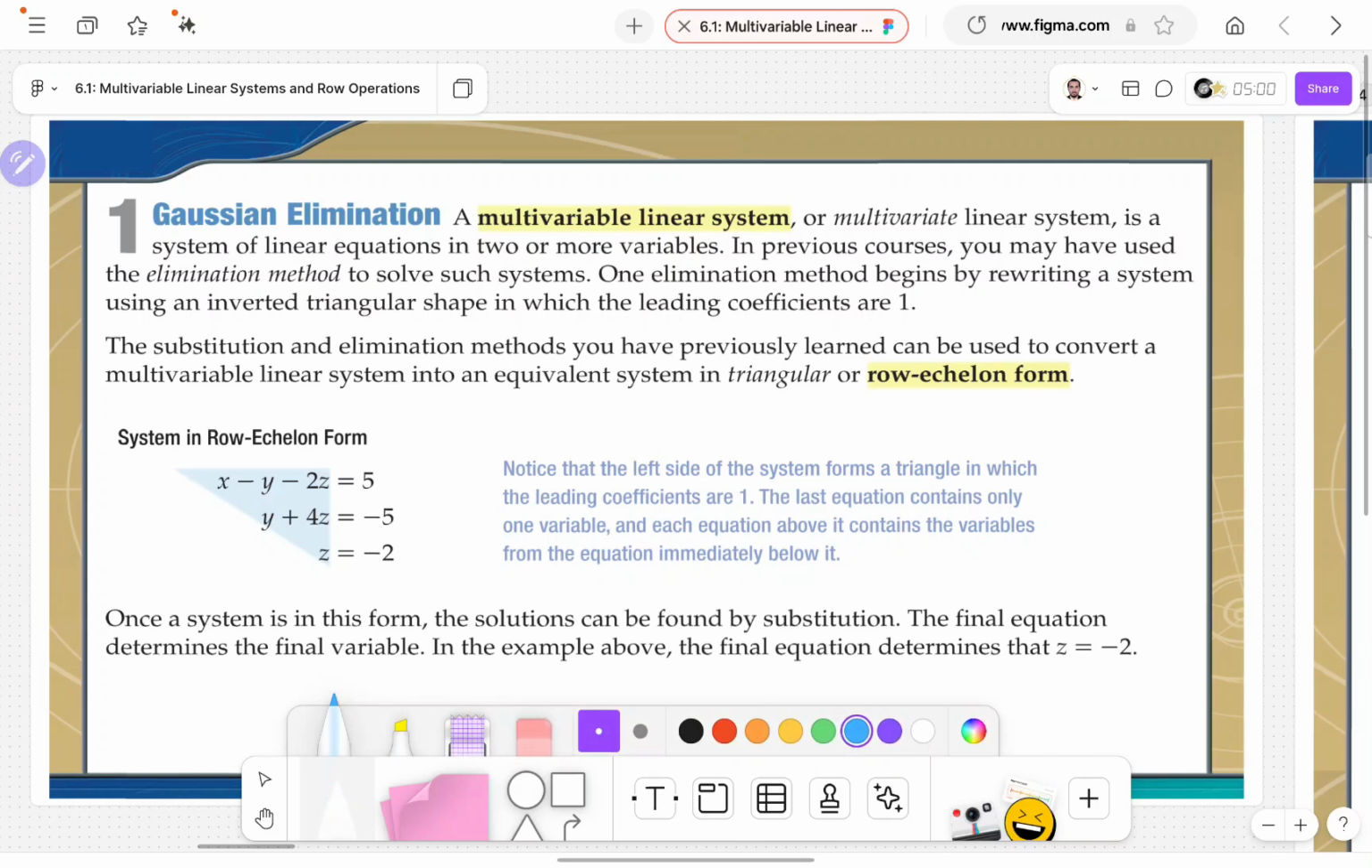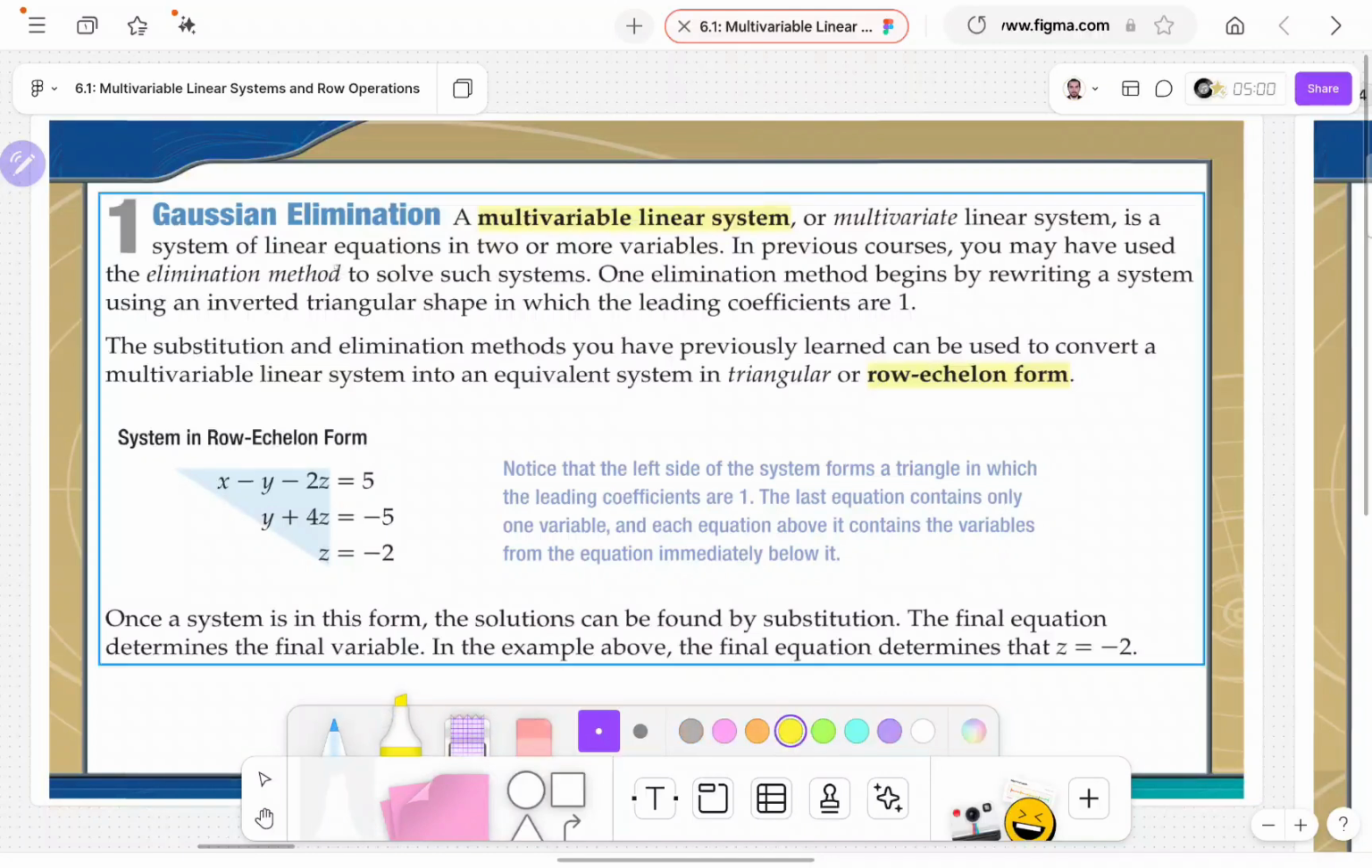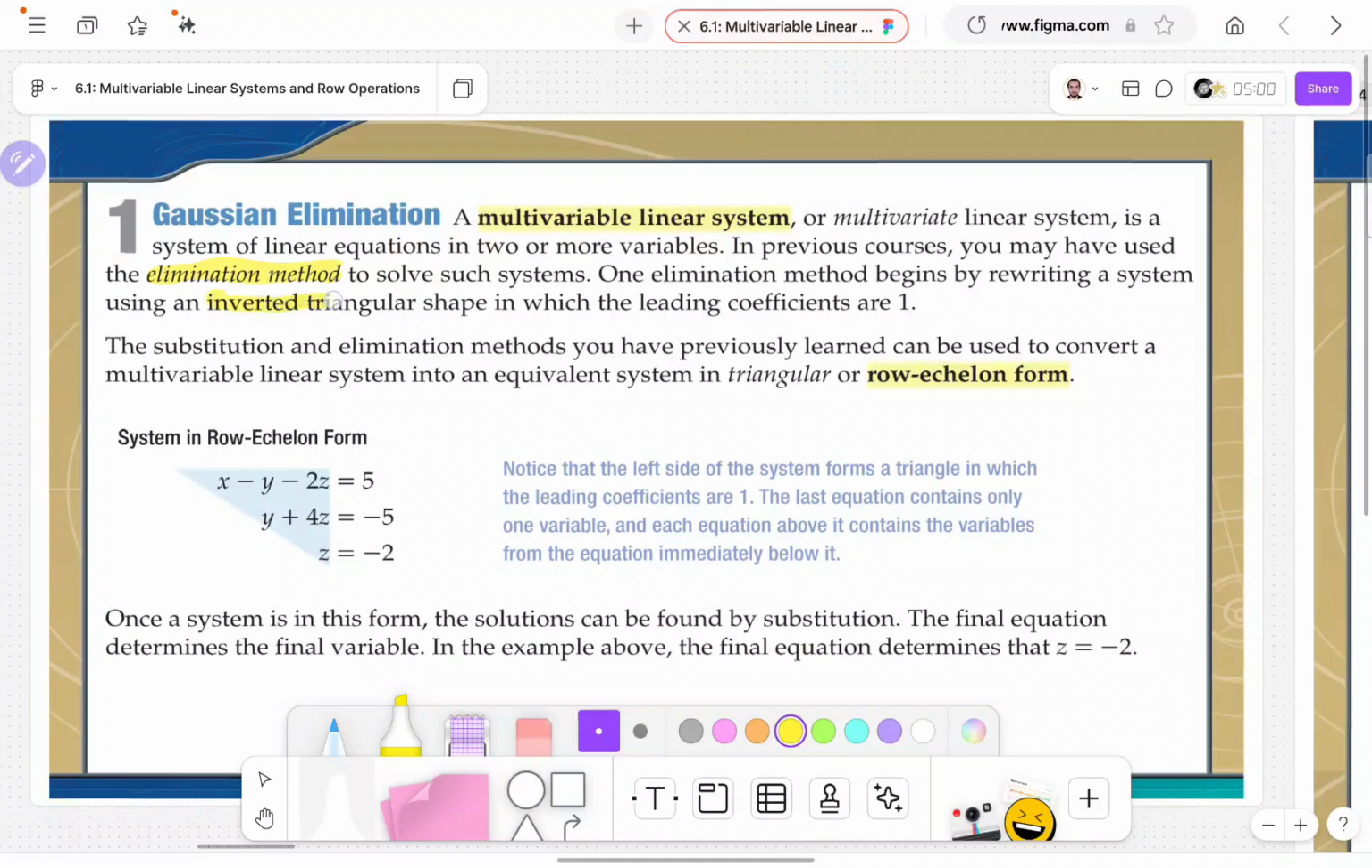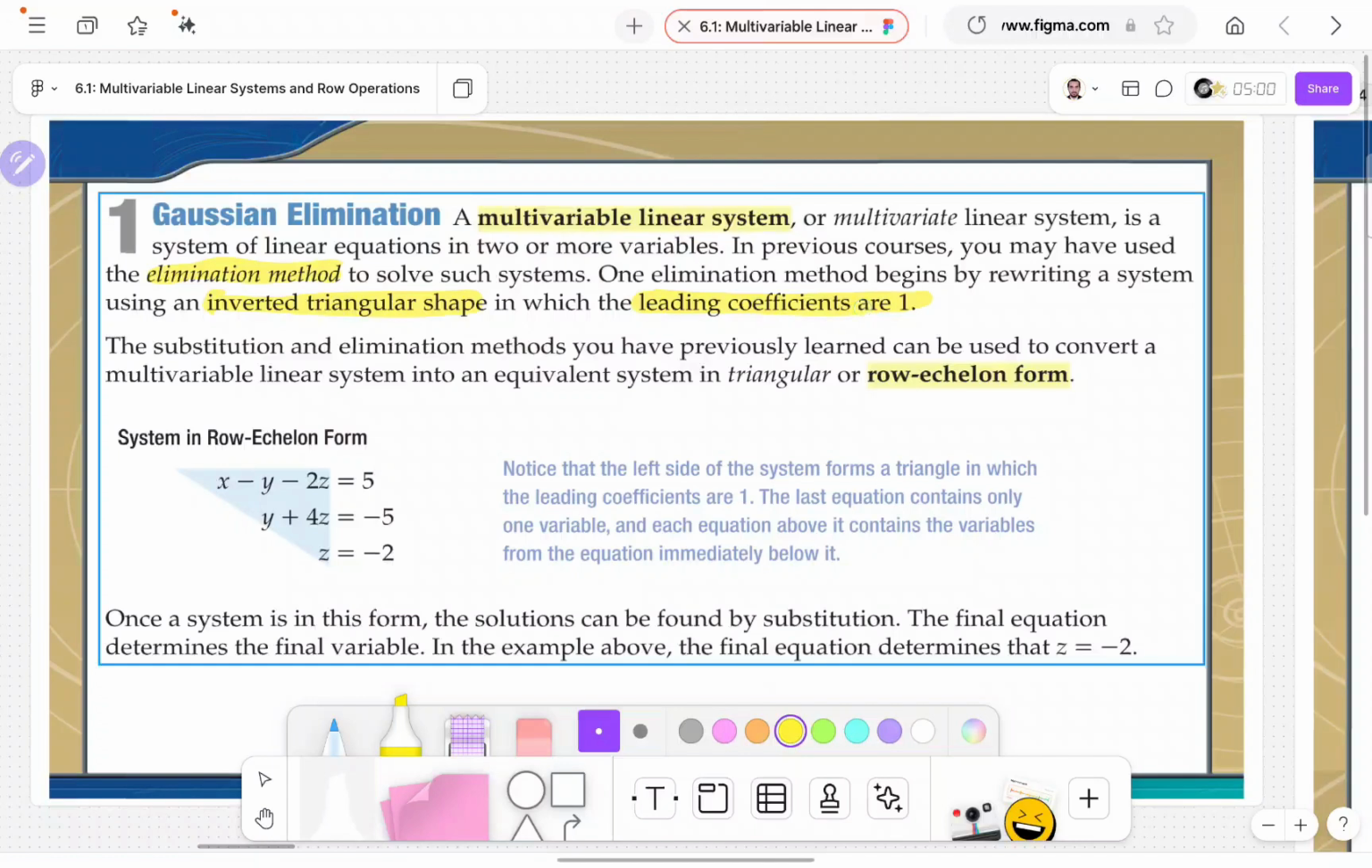Gaussian elimination, let's read together. A multivariable linear system, or a multivariate linear system, is a system of linear equations in two or more variables. In the previous example, we learned the elimination method, which is what we did in the first example to solve the system of equations. Now, Gaussian elimination begins by writing a system in an inverted triangle shape, where the leading coefficients are 1. So this is my Gaussian elimination.